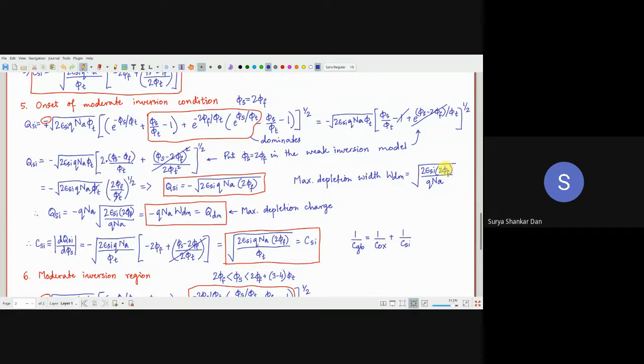Now with more positive applied voltage, what will happen? Those extra positive charges in the metal will be balanced by the electrons in the inversion region, no more with the depletion region. So the depletion region achieves its maximum value when phi s equal to 2 phi f. Notice it reaches the maximum value. This is WDM. So if you are looking into QSI, this relation happens to be the maximum depletion charge.